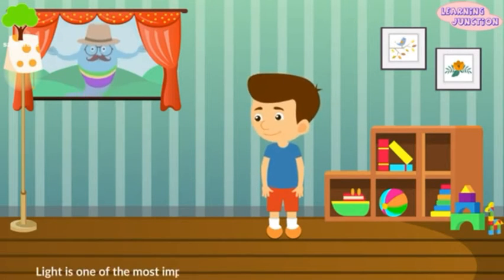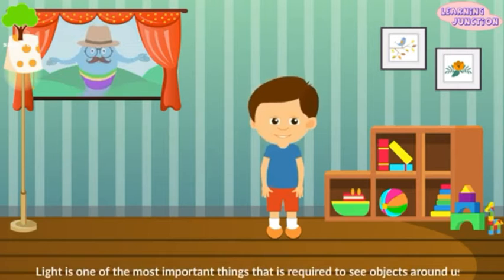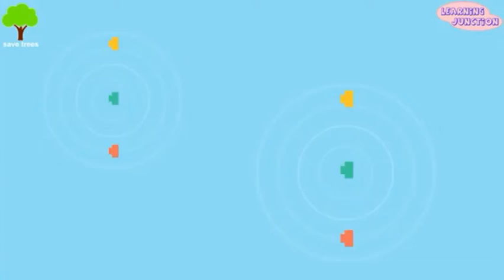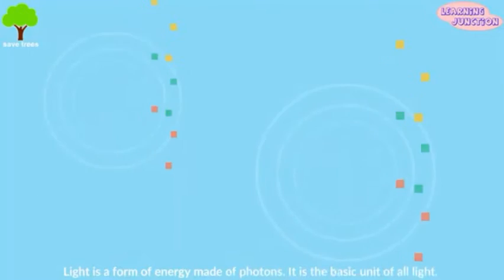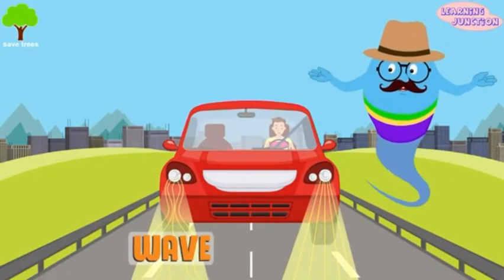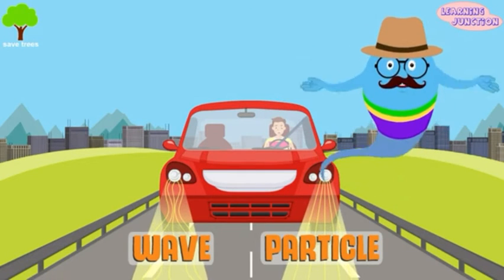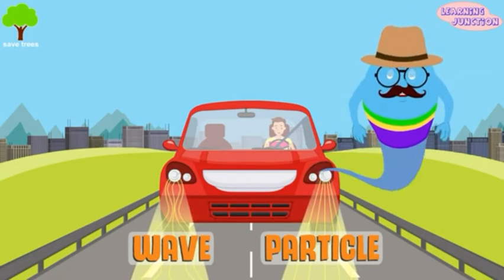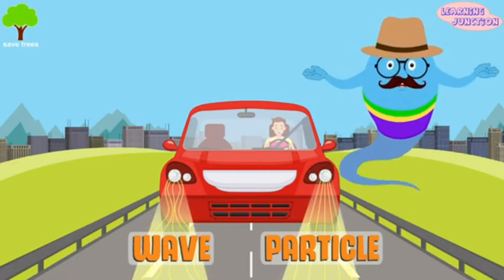Light is one of the most important things that is required to see objects around us. It's a form of energy made of photons, which is the basic unit of all light. Light acts like both a wave and a particle. Depending on the kind of matter it comes into contact with, light will act differently.